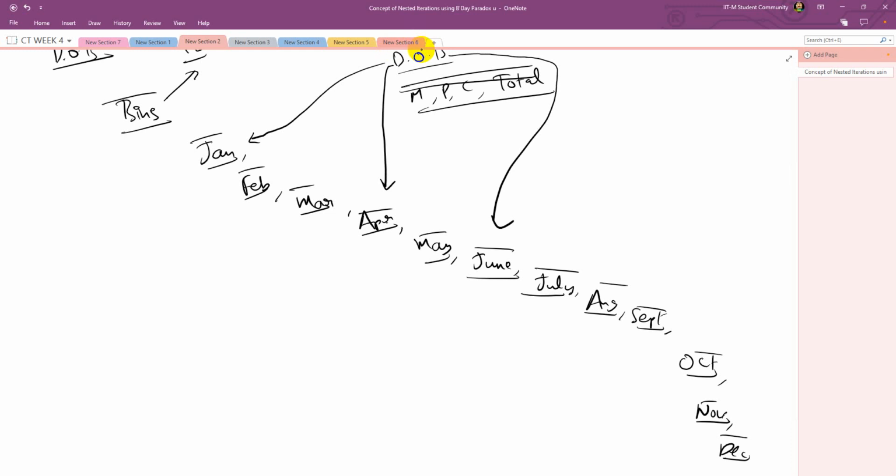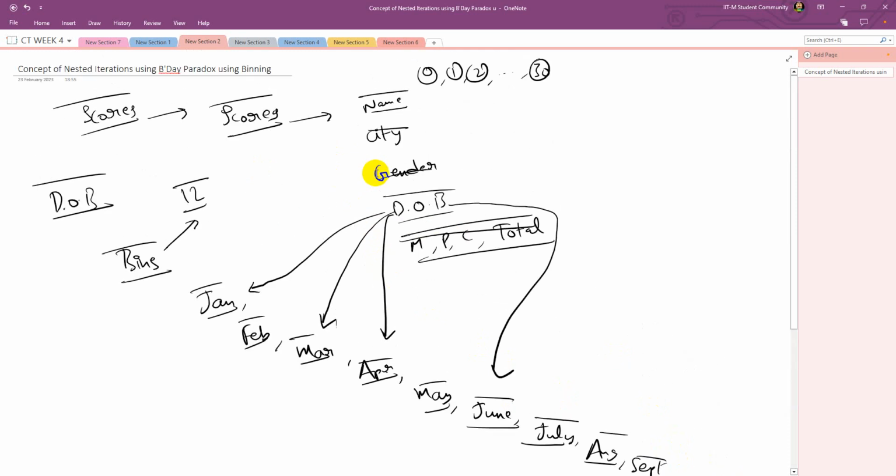So as a summary, the date of birth of a particular student will be read initially, and thereafter, depending on his or her month of birth, the card will be put into the respective bin. It can be from January to December, both inclusive. His or her card will be put in the relevant bin. So this is what binning is.